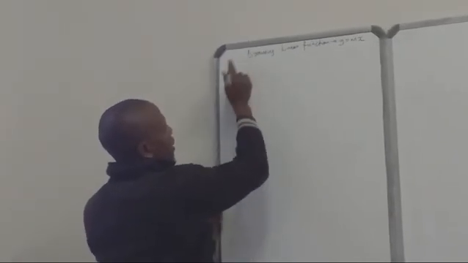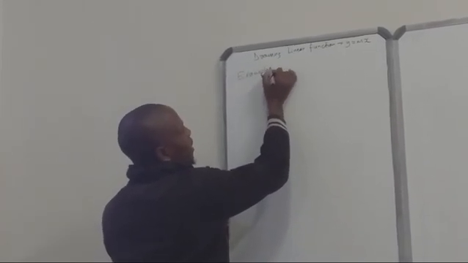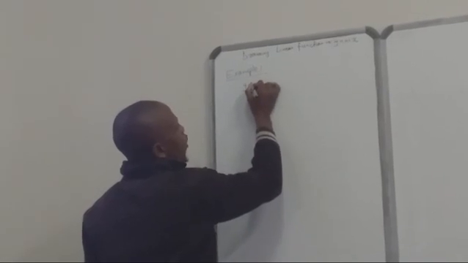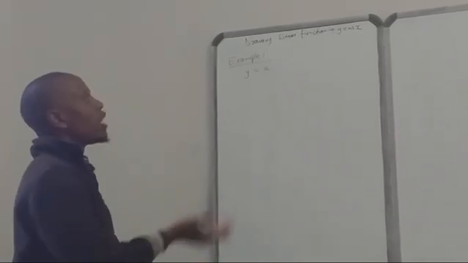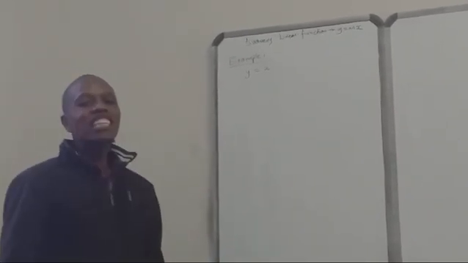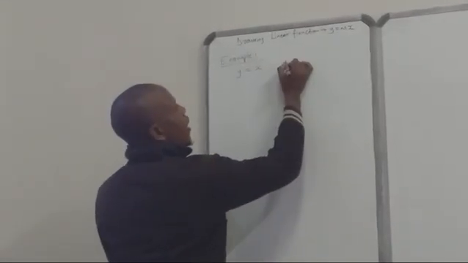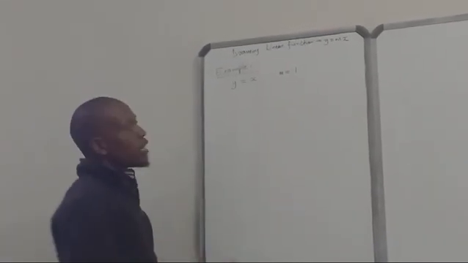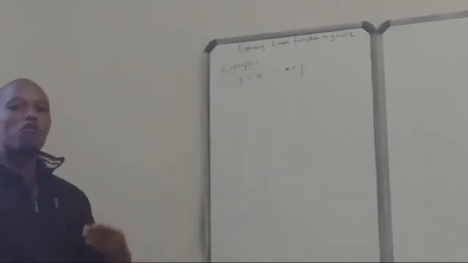Let's give ourselves an example. We can only do this one by an example. Example 1, okay? Let's say we are having y equals to x. And then you ask yourself a question. What is the gradient here? What is m? m is equal to 1. And remember, 1 is a rational number, so we can write it as 1 over 1.